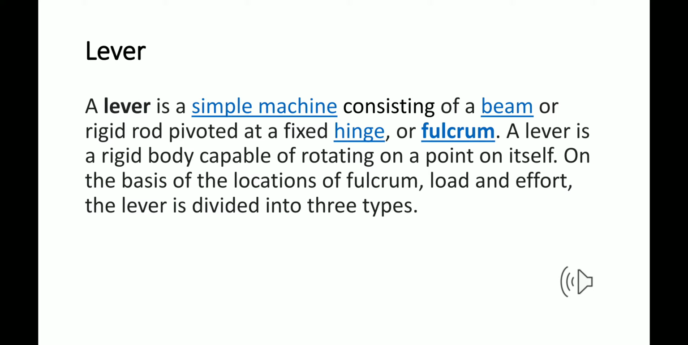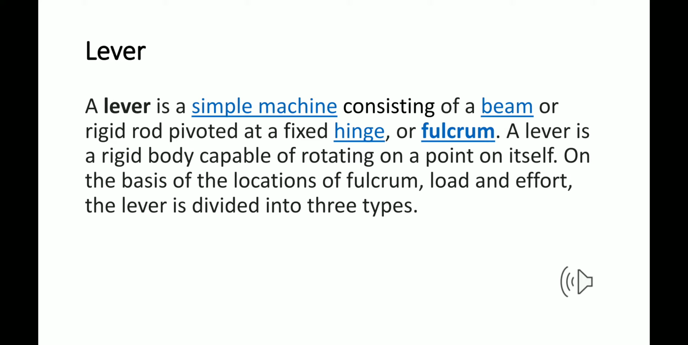Now, we are about to begin with levers. We have done what is a machine, what is load, what is effort, what is mechanical advantage, what is velocity ratio, and what is efficiency and the relationship between these three. So now we are going to take up levers.